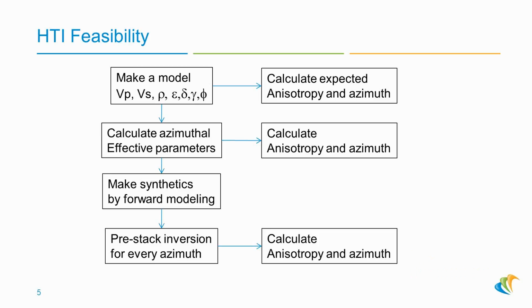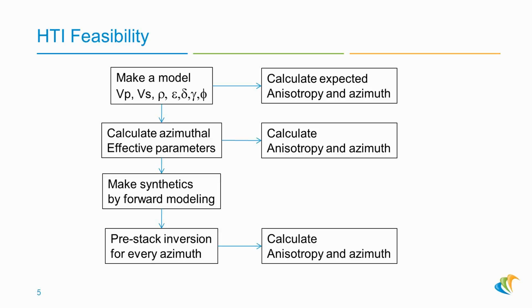So why do we want to do a feasibility study? Because we want to know beforehand whether the conditions you are trying to characterize in your reservoir are actually visible in the seismic, and you can actually get it out of the seismic data. So the feasibility here is that we'll make a model of elastic parameters and the Thomsen parameters, so VP, VS, and density, and the Thomsen parameters epsilon, delta, gamma, and the angle.